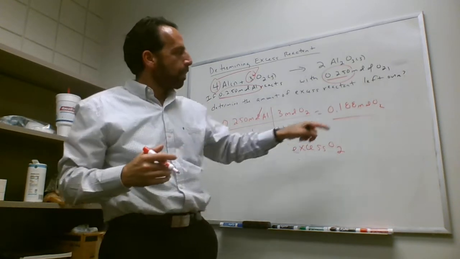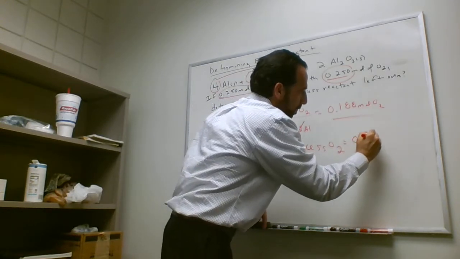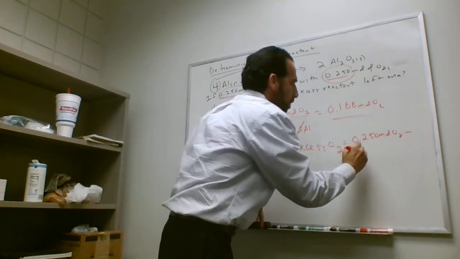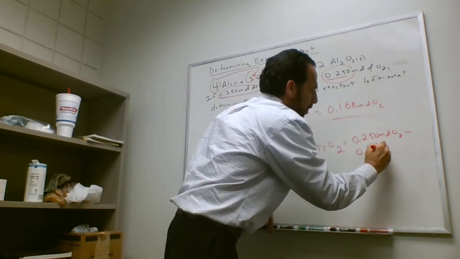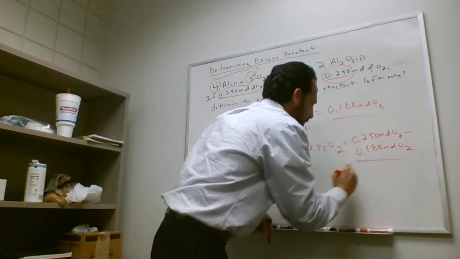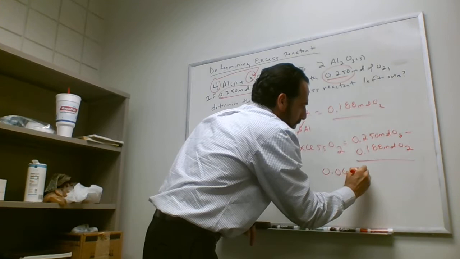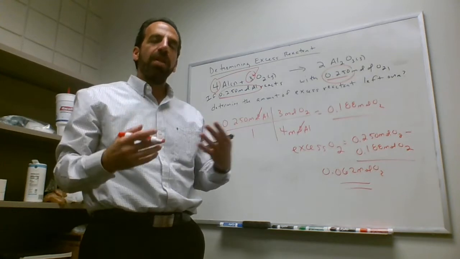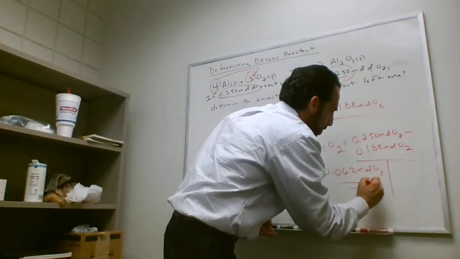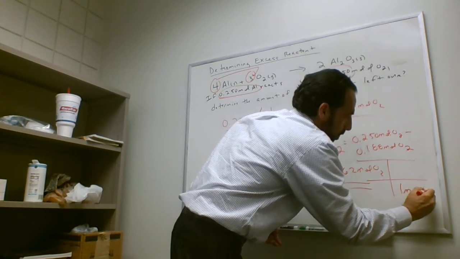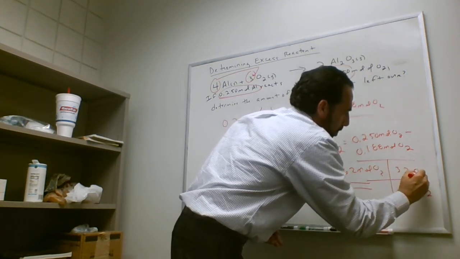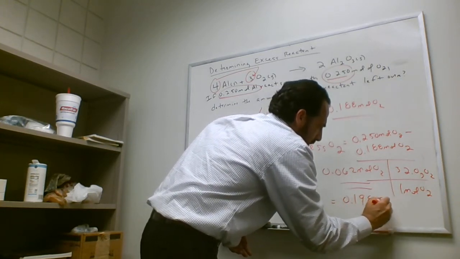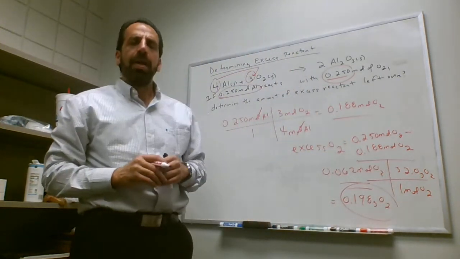The amount of excess now, I'm going to subtract how much I added minus how much I needed. So this is my excess, 0.062 moles of oxygen. You can convert it to grams if you want to. Use the molar mass. So 1 mole... I think it's about 0.198 grams of oxygen.